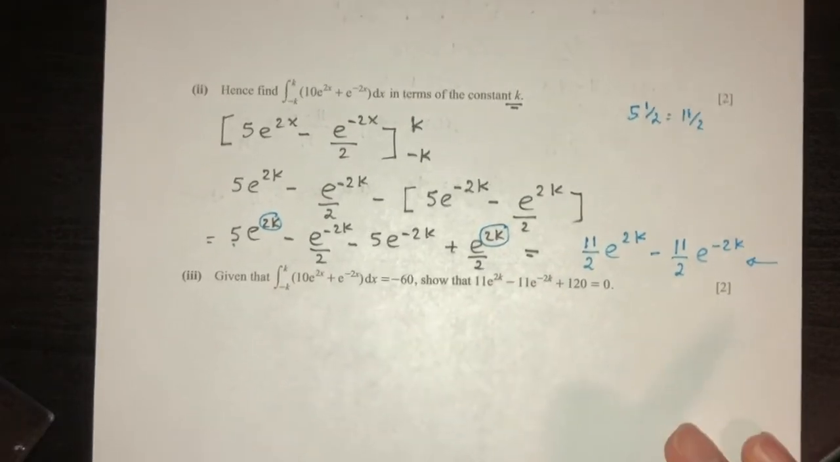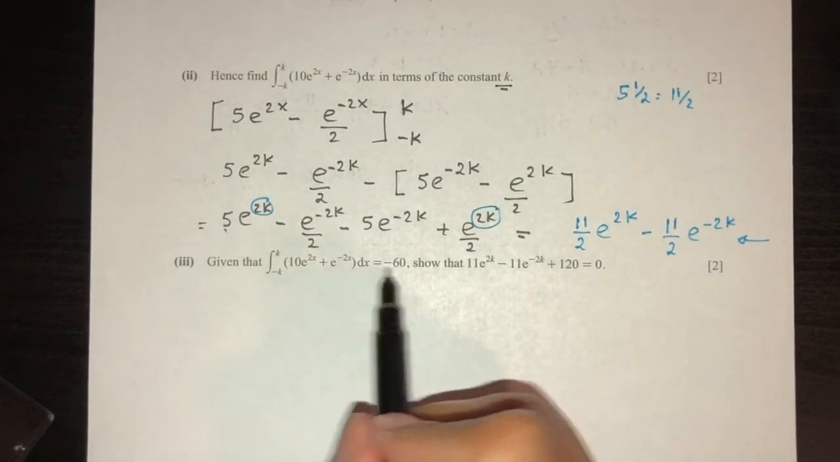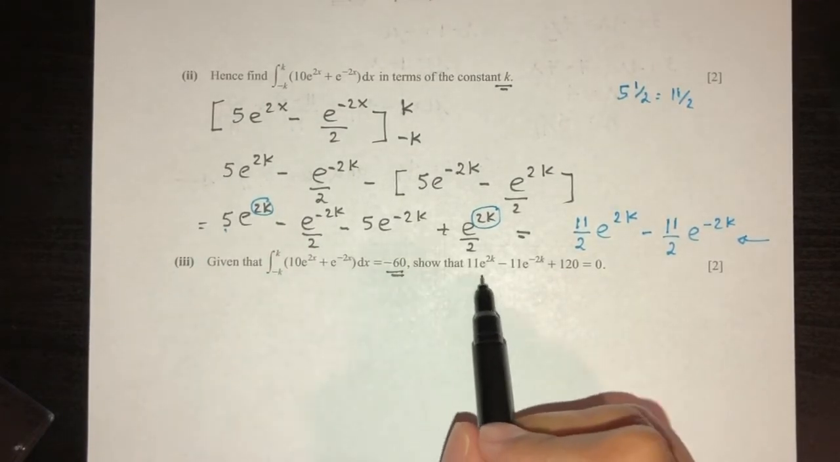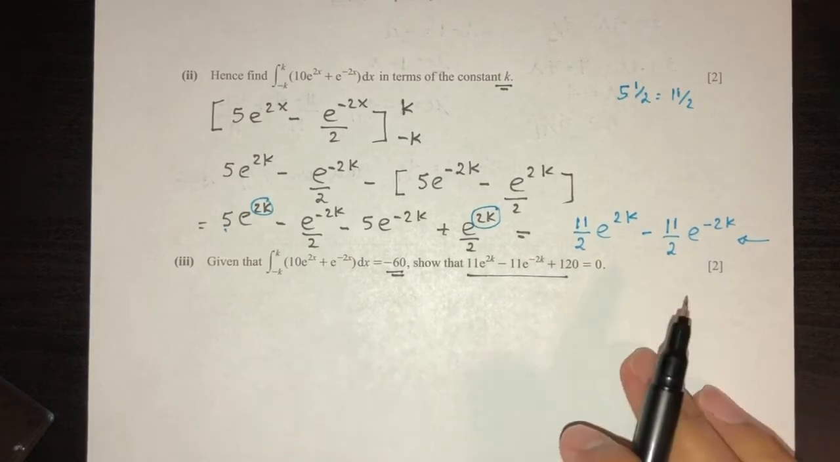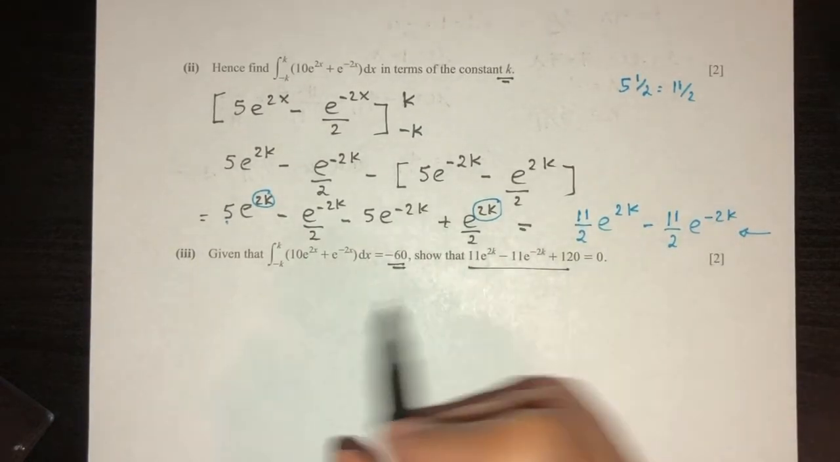Now for this one, it tells you that given that this was equal to minus 60, show this is true. So let's do that. So this is equal to minus 60.